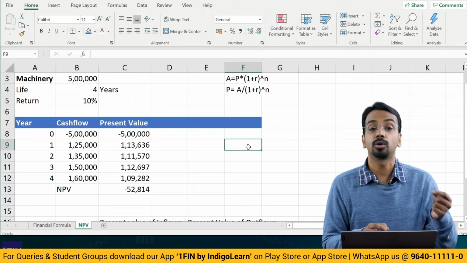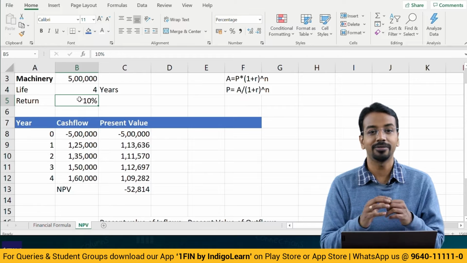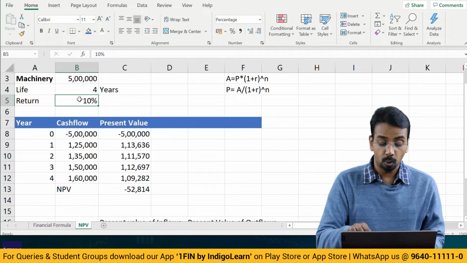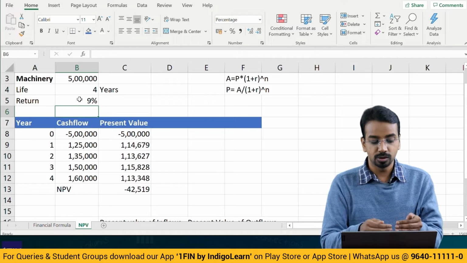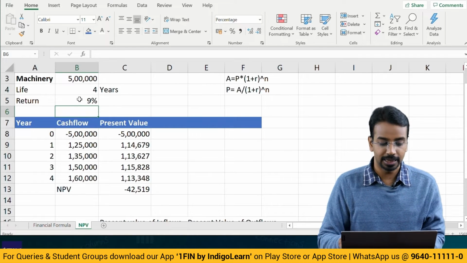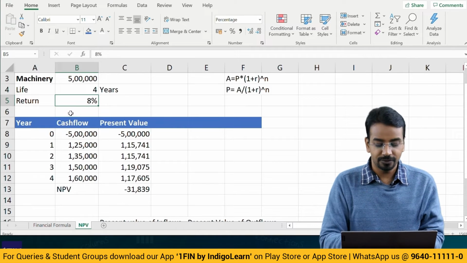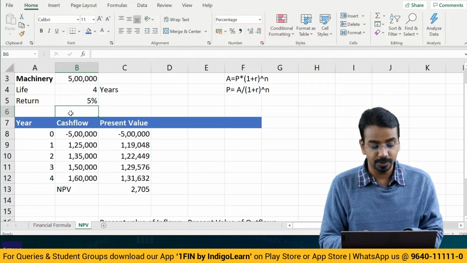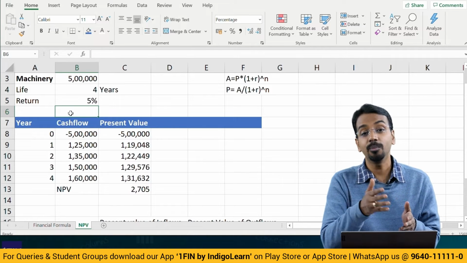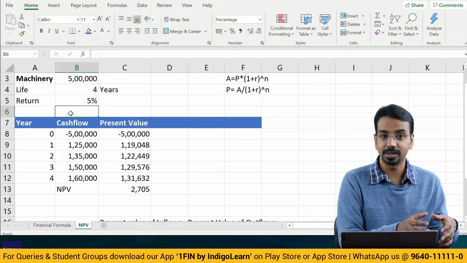The other way to understand this is, this particular business that I have done, purchasing a machine and giving it out on rent, is not giving me 10% return. Now what happens if I reduce my expectation of returns to 9%? You see it has become negative 42,519. If I reduce it further to 8%, negative 31,000. If I reduce to 6%, negative of 9,000. If I reduce to 5%, now here is where it has become positive. So at 5%, the net present value is positive, right?